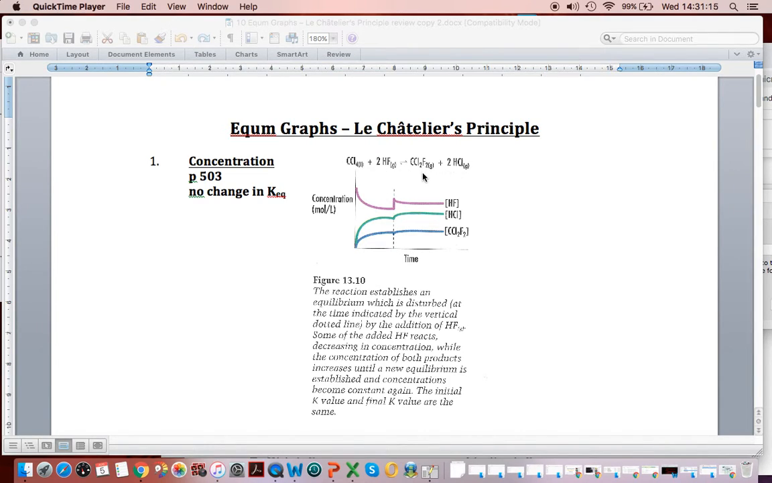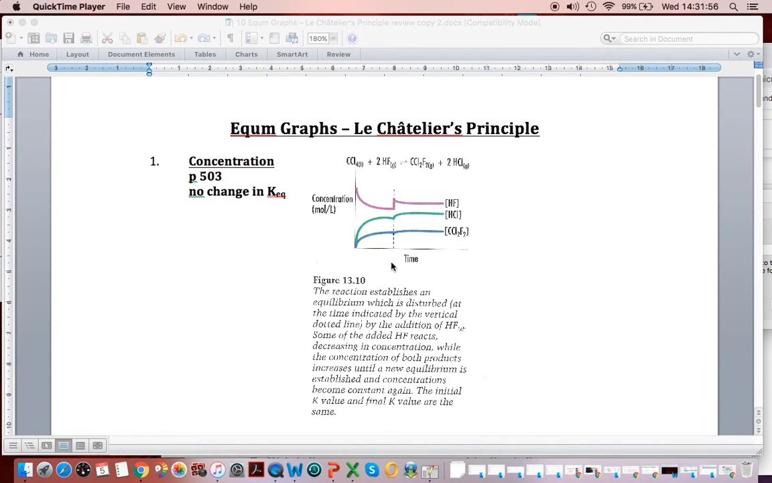Now we can see that the first part of this graph is showing that the product started at 0 and the HF started up here, whatever number that is. As we went to equilibrium, the HF has to drop, and the CCl2F2 and the HCl increase. The HF dropped by the same amount the HCl went up because of 2 to 2, remember stoichiometry from last year. CCl2F2 has a coefficient of 1 in front, so it came up half as much. So we've done all that to get to equilibrium. These things have flattened out.